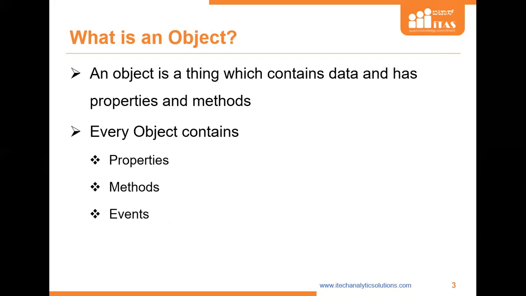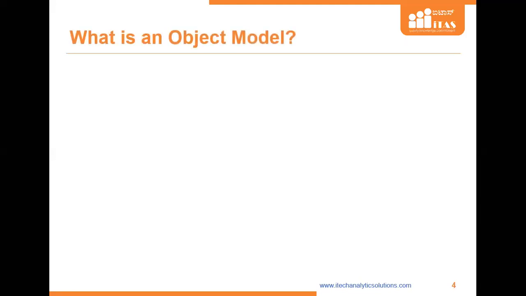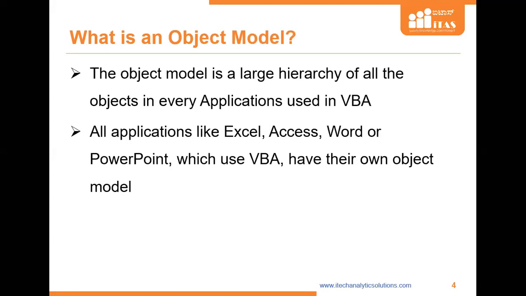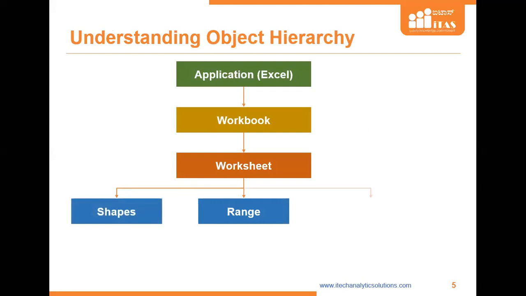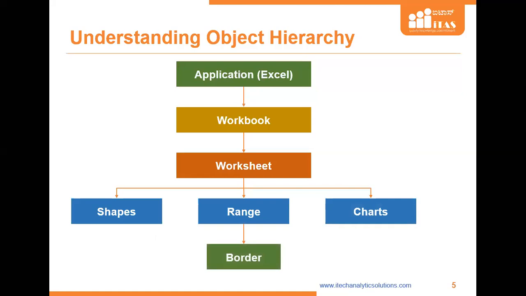The hierarchy is what you have to understand. First I have the MS Office application. In that I have Excel, then I have a workbook, then a worksheet, then columns or ranges or charts or whatever. So the hierarchy goes like this. Why it is important, I'll tell you. Here I have the application, then the workbook, then the worksheet, then the range, shapes, and charts. This is how the object hierarchy will be. Why we should understand this object hierarchy, I'll tell you in the next slide.